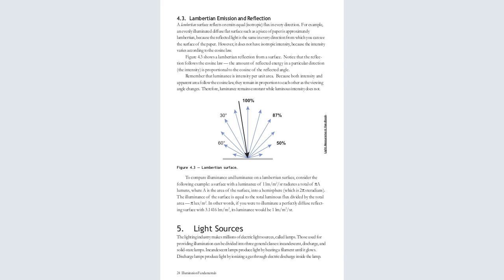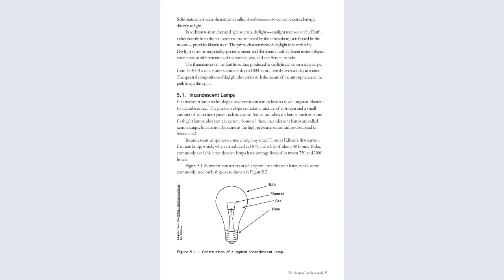So we go to the light sources. The lighting industry makes millions of electric light sources called lamps. Those used for providing illumination can be divided into three general classes: incandescent lamps, discharge lamps, and solid-state lamps. The incandescent lamps produce light by heating the filament until it glows, and the discharge lamps produce light by ionizing gas through electric discharge inside the lamp. So we are going to keenly look at these different sources of light.